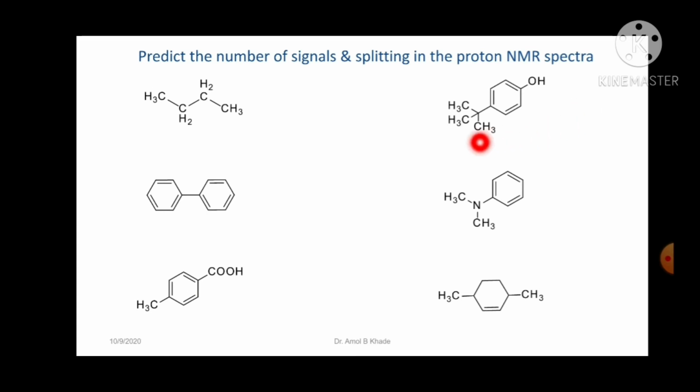Then look at this particular structure here. How many signals are we expecting, or how many sets of protons? So here obviously there are 3 sets of protons. One is these 3 methyl protons, the other one is OH, and the remaining is aromatic protons. These 3 methyl protons are in the same chemical environment. Okay, there is a center of symmetry here. Then OH is in a different environment and aromatic protons are in a different environment.